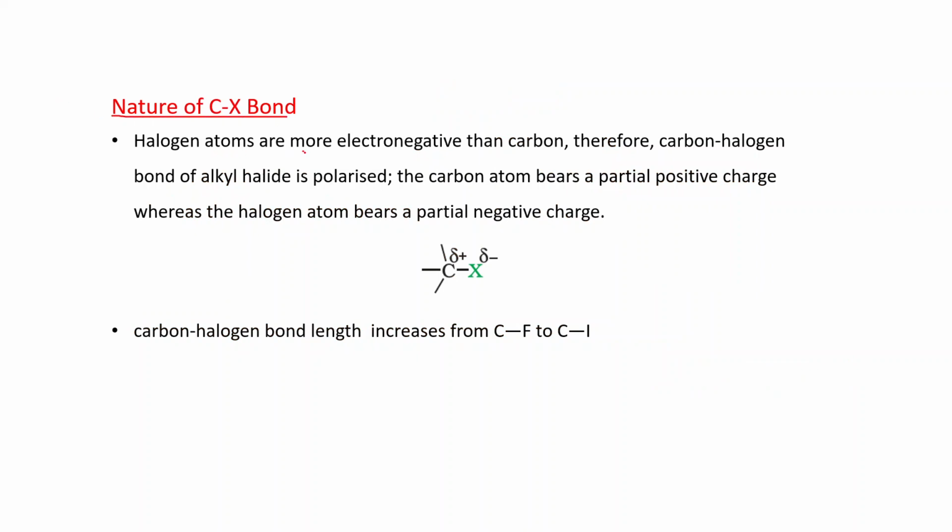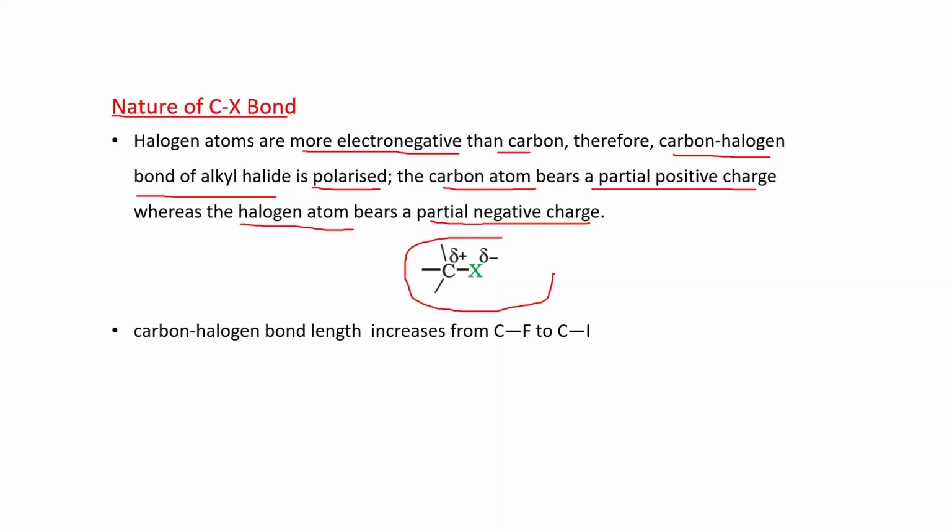Halogen atoms are more electronegative than carbon. Therefore, the carbon halogen bond of alkyl halide is polarized. The carbon atom bears a partial positive charge, whereas the halogen atom bears a partial negative charge. We can represent this bond like this. The shared pair of electrons is closer to the halogen. That's why the partial negative charge on halogen and partial positive charge on carbon appear.